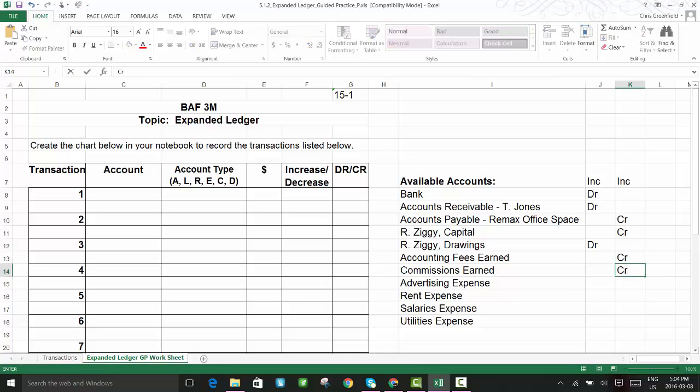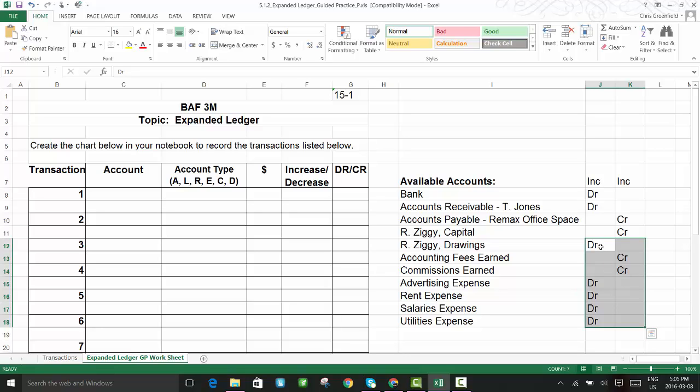Those are increases, and then as we talked about in the last video, expenses always go as debits until the very end of the year. A lot of these are quite easy, except for the one time at the end of the year, which we're going to cover in the next unit.